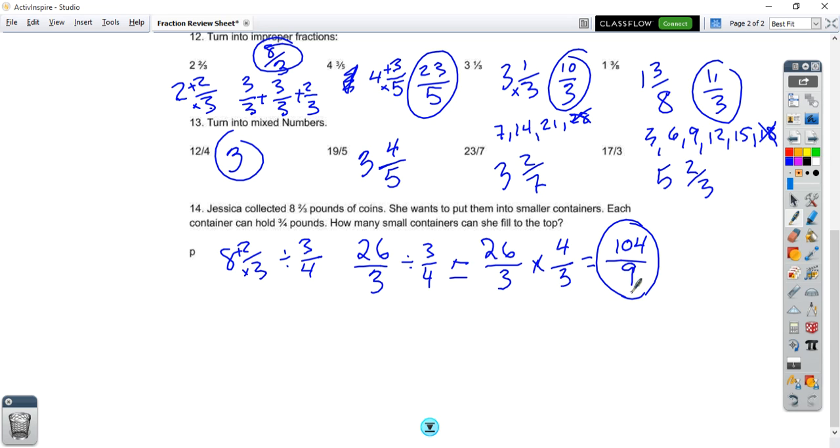If you wanted to do this, you could see how many times 9 goes into 104. I know it goes into 90 10 times. And then if I do another one, I get 99. So 11 would be 99. And then that'd be 100, 1, 2, 3, 4, 5. So that would be 5 ninths. 11 and 5 ninths would be the simplified or the mixed number.